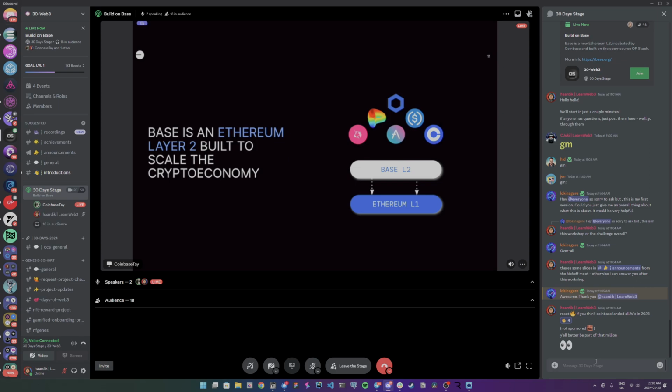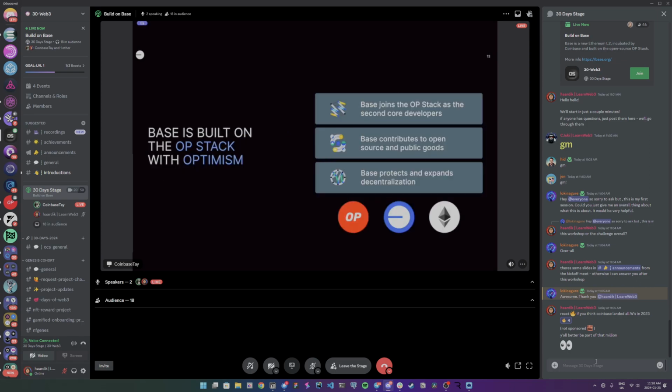And we think Base as an L2, as Coinbase, the company, with our user base, we believe that we can use this as a bridge to bridge people from the real world to on chain by integrating it into our products in a seamless manner. So that's what Base is.